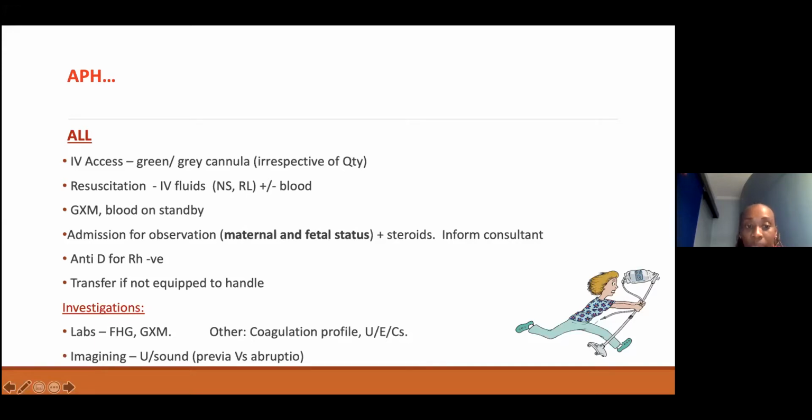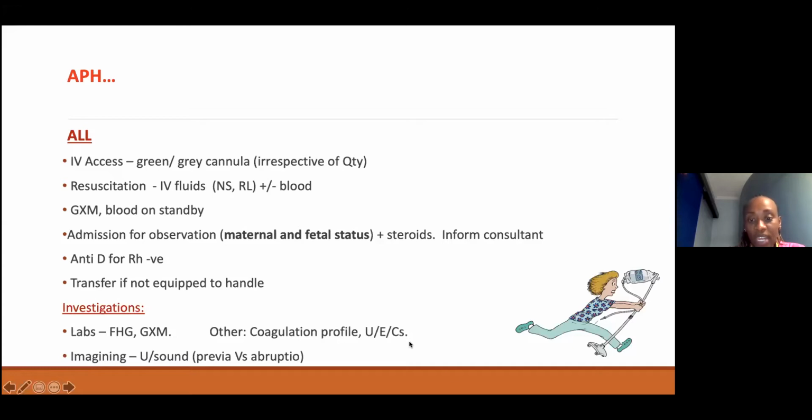So just commit to green, gray cannulas, okay, irrespective of the quantity, with resuscitation of fluids guided by your hemodynamic status and the amount of blood loss. Group and cross-match always, because you don't start chasing blood when you eventually see things are going bad. Get your blood on standby early. You must admit and monitor because you don't know how that could go. Because of the risk of delivery, you give steroids. Bleeding could settle and you have time to buy, or bleeding may not settle and you need to deliver, okay?